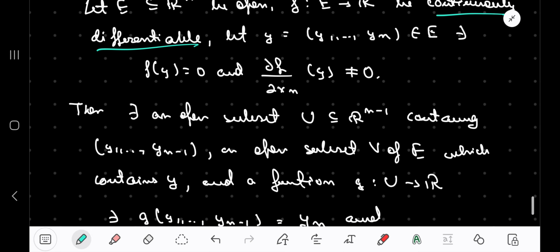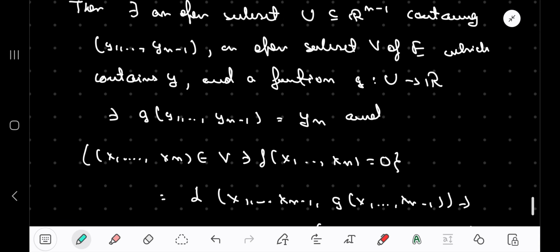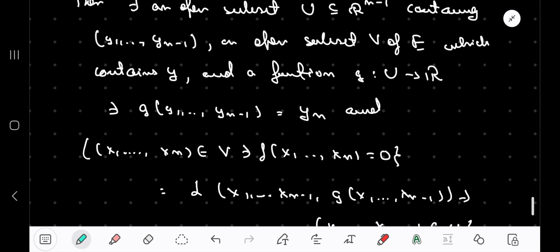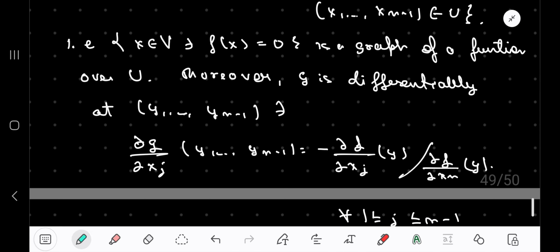So what it basically says is that if I have a function from E to R which is continuously differentiable, I choose a point from E where the function is 0 and the partial derivative at that point is non-zero, then we will get an open subset in one dimension lower which contains the n-1 coordinates of y, such that g maps these n-1 coordinates to the nth coordinate, and the level curve at 0 is basically the graph of this function g. And then we have also given a structure of the derivative of g, and the fact that g is differentiable at the n-1 coordinates of y.